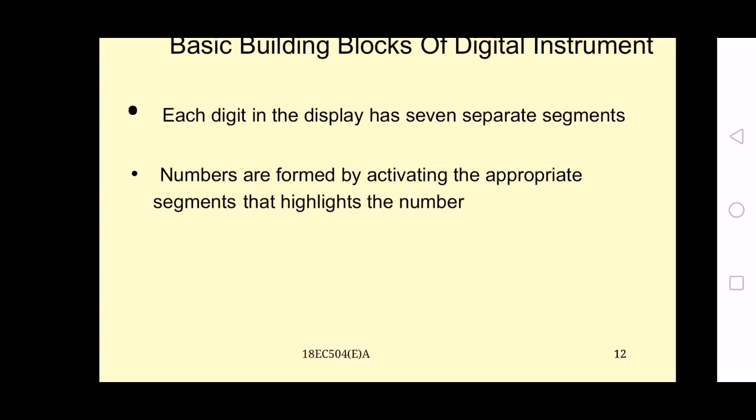Each digit in the display has 7 separate segments, totally 7 separate segments will be there, and each number is formed by activating the appropriate segments that highlight the number. So I have already told, if all 7 segments will be on, then you are getting the number 8, like that. This you can take a screenshot of or you can write down.